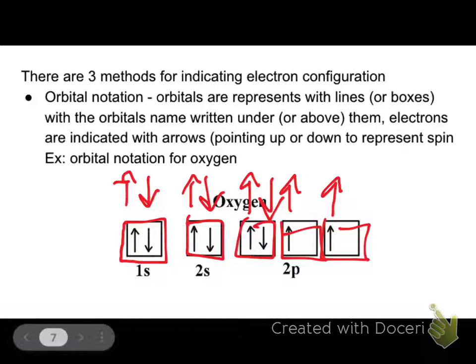So sometimes you'll see people, instead of drawing a full box, they'll just draw a line and write 1s under it, and then draw their arrows above it. But both boxes and lines represent the same thing here.